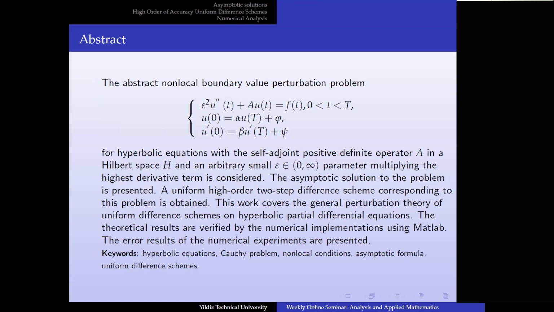In the first part, the abstract non-local boundary value problem with non-local conditions for hyperbolic equations with a self-adjoint positive definite operator A in a Hilbert space H, and an arbitrary small parameter multiplying the highest derivative term, is considered. The asymptotic solution to the problem is presented, and a uniform high order two-step difference scheme corresponding to this problem is obtained. So this work covers the general perturbation theory of uniform difference schemes on hyperbolic PDEs.